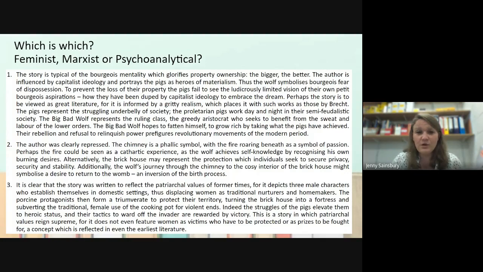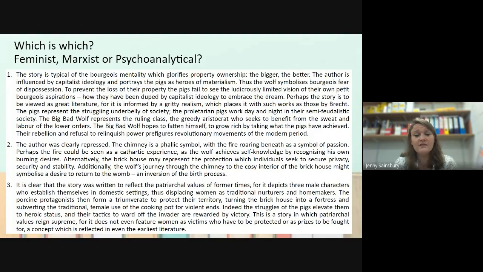Okay, let's see if you were correct. So number 1 is a representation of a Marxist critical application of theory. All right, we've got the keyword in the first sentence of bourgeoisie, but then it goes on to talk about materialism, property, money, capitalism, power, and status.